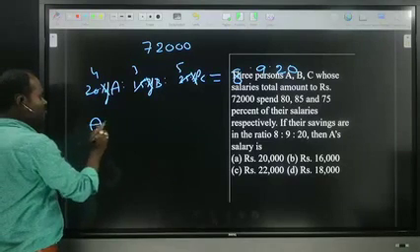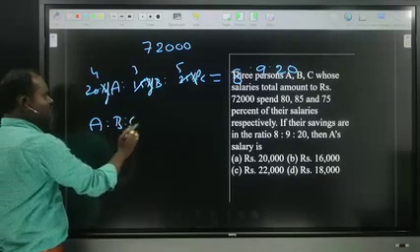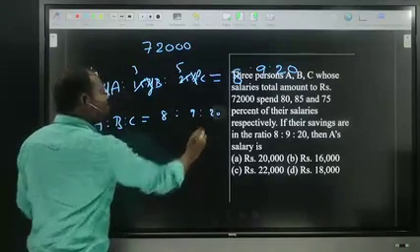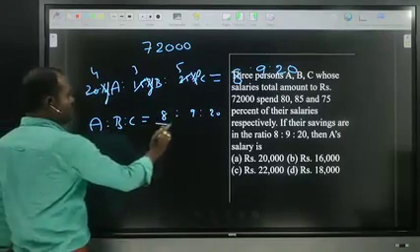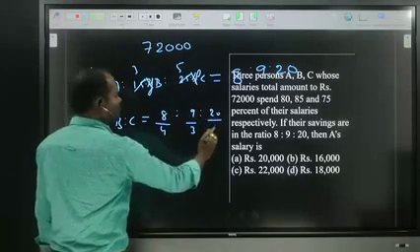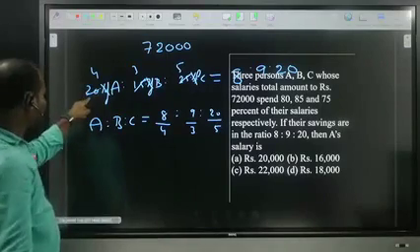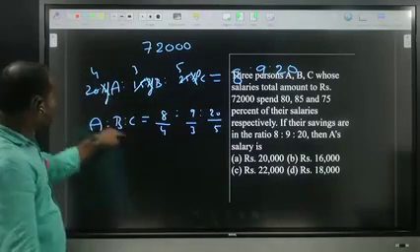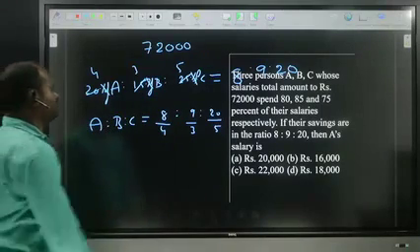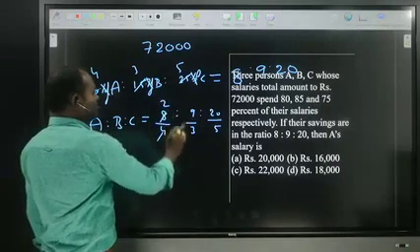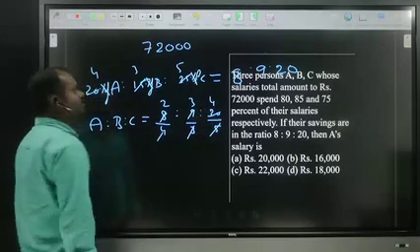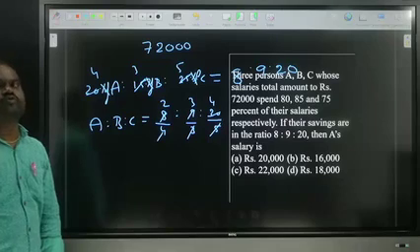So A is to B is to C, what can we write? Actually that is 8 is to 9 is to 20. From here, by 4, by 3, by 5: 5 fours, 5 threes, 5 fives. Now any cancellation? 4 twos, 3 threes, 5 fours. What is the ratio of A is to B is to C? 2 is to 3 is to 4.